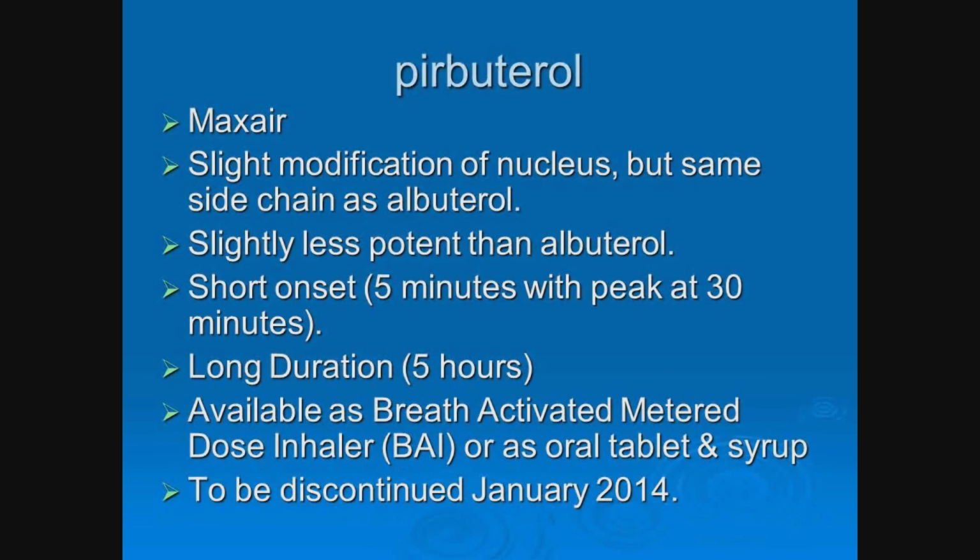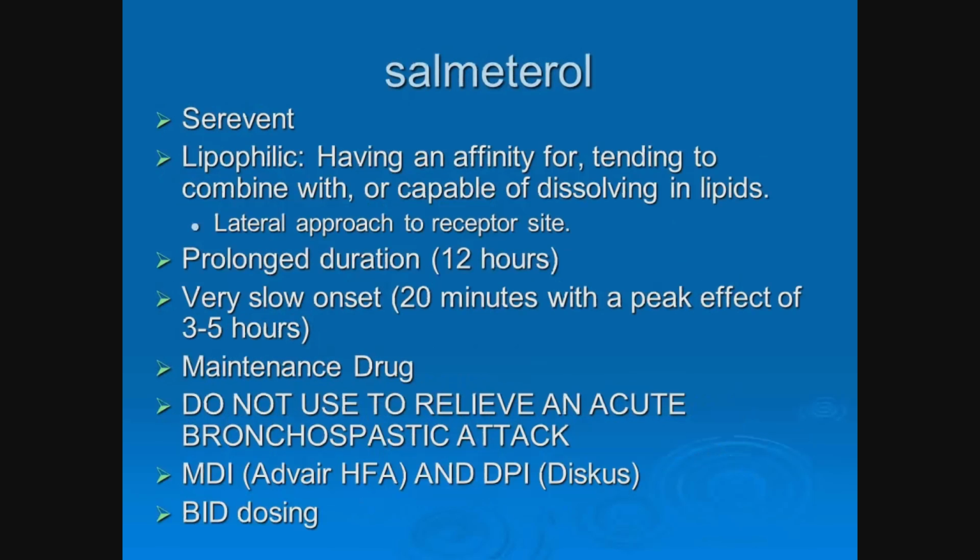Pirbuterol or Maxair, again, is a little bit of a modification of the nucleus, but basically the same side chain. Less potent than albuterol, short onset, long acting. Had the BAI, and again, as far as I know, it's still around, but the plan was to have it discontinued. But until they do, I gotta kind of include it.